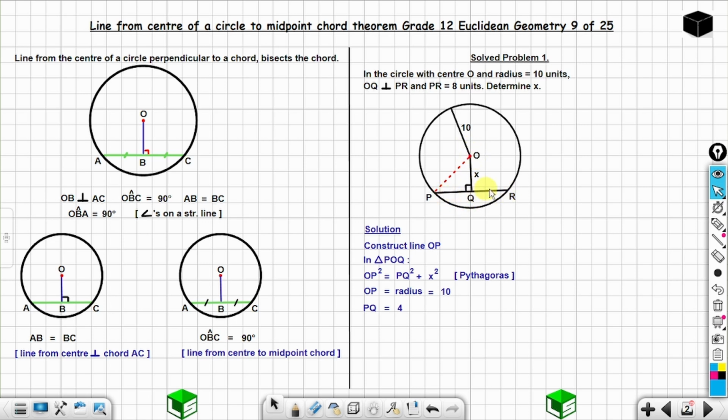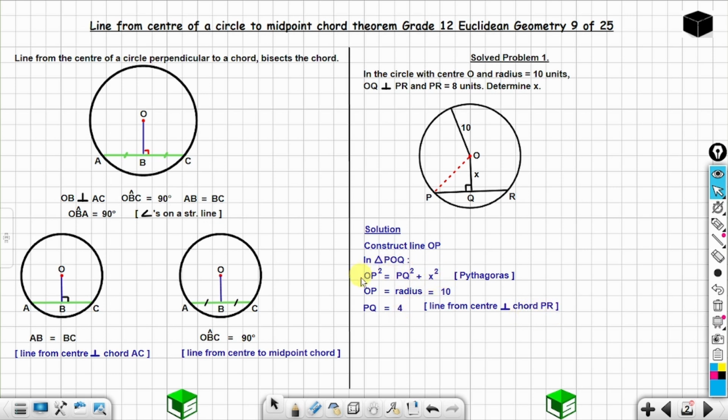The chord is bisected, divided into two equal parts. So you have 4 and 4. PQ is equal to 4 units. The reason for this is: line from center perpendicular to chord PR.